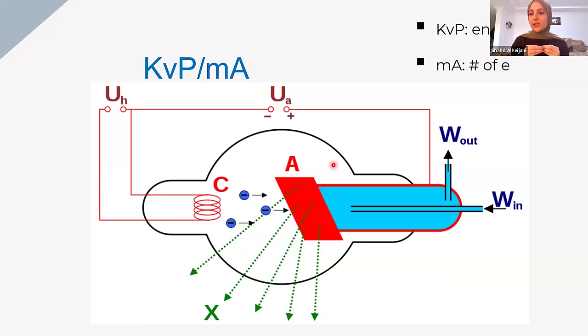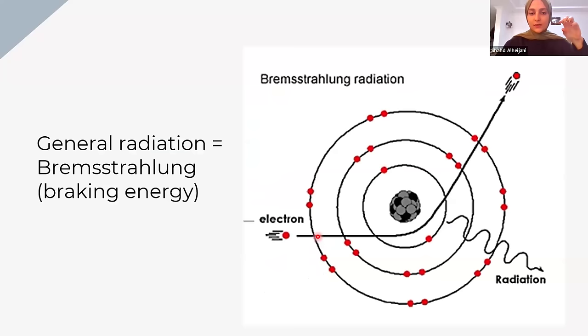So having a high KVP is not a good thing, because it will destroy the image and be harmful at the same time. So you need to have enough energy to produce a good image, but up to a certain extent only. Meanwhile, for MA, or the number of electrons, if you have more electrons, you'll have a clearer image, but again, it will be harmful to the patient. So you need to keep those two things in mind whenever you think about the dosage for the patient. So high KVP and high MA will both harm the patient. High KVP will also make the image worse. So that is it for the X-ray tube itself.